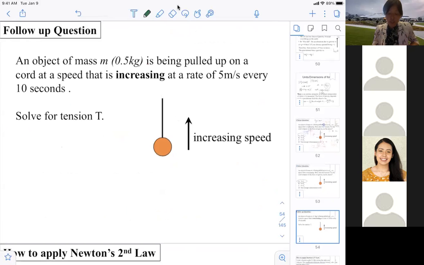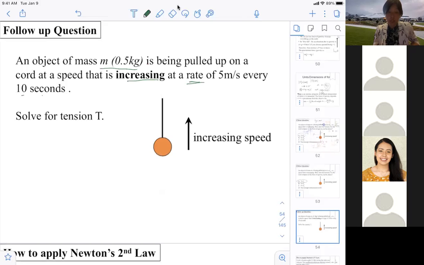So, okay, now let's do a step further: we can actually solve for this tension. Right? I give you a little bit more information: we know the mass is 0.5 kilograms. We know it's being pulled up at a speed that is increasing at this rate. The rate is every 5 meters per second of increase every 10 seconds. So we want to solve for the tension.